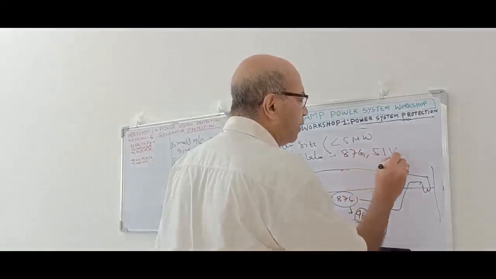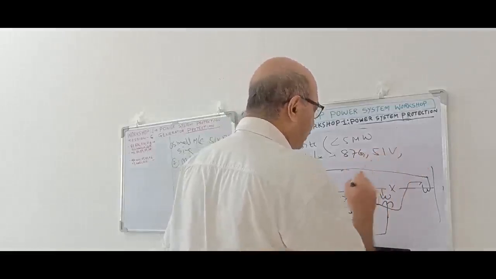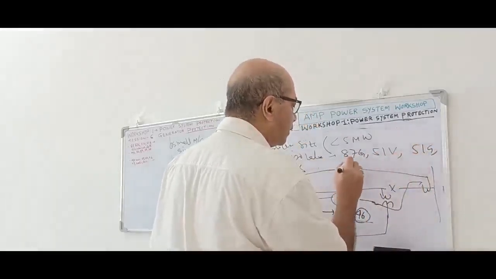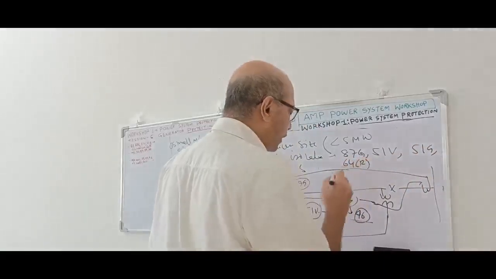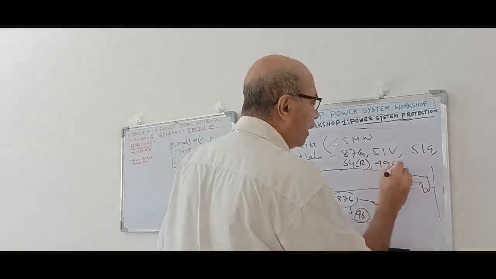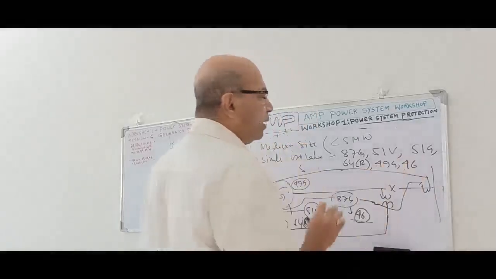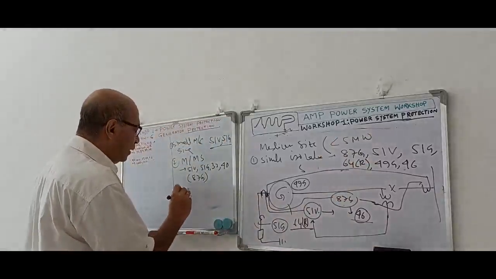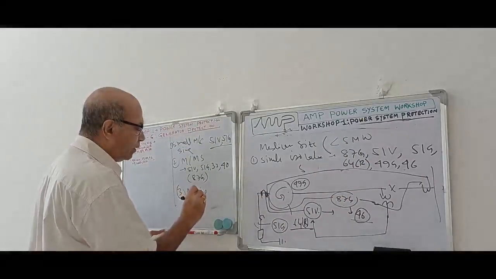Backup by 51V. Then what is the second protection? We have a 51G for the arc fault, and then rotor arc fault 64R will be there. Then we have a 49G and 46 negative sequence heating. These are the protections we provide for the medium size machine, single isolated.